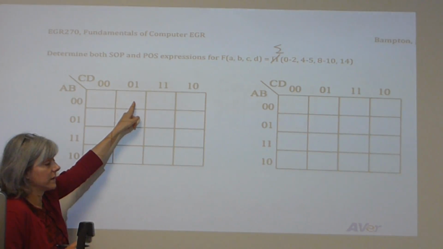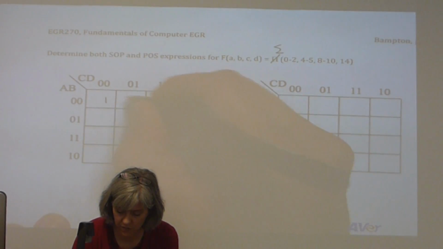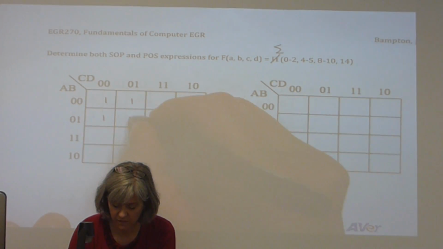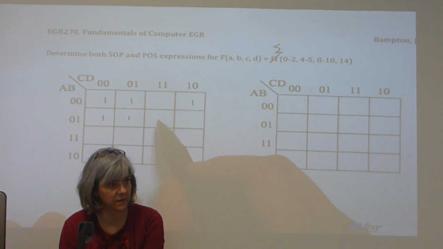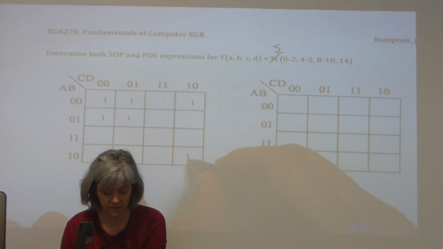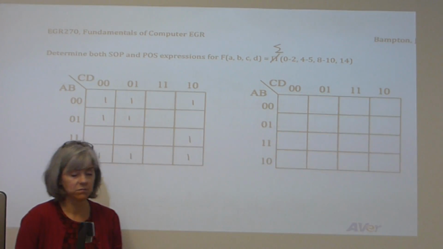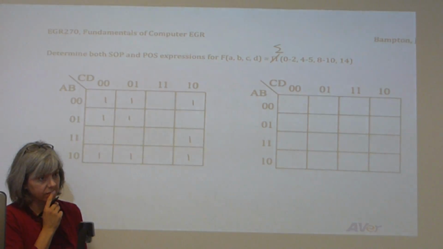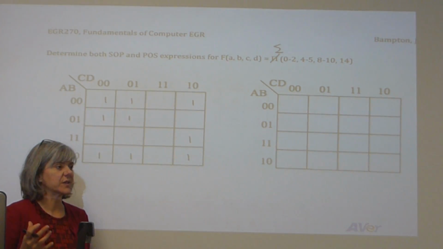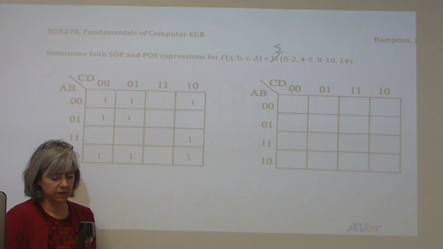0, 1, skip 2. So go ahead and put in your ones. 0, 1, skip 2, not 3. 4, 5, 6, 7, 8, 9, skip 10, 11, 12, 13, skip 14, and that's what we're doing. Everywhere else is a 0 then, right? So you put in the ones and then everywhere else is a 0. You can put the zeros in, but you don't have to.